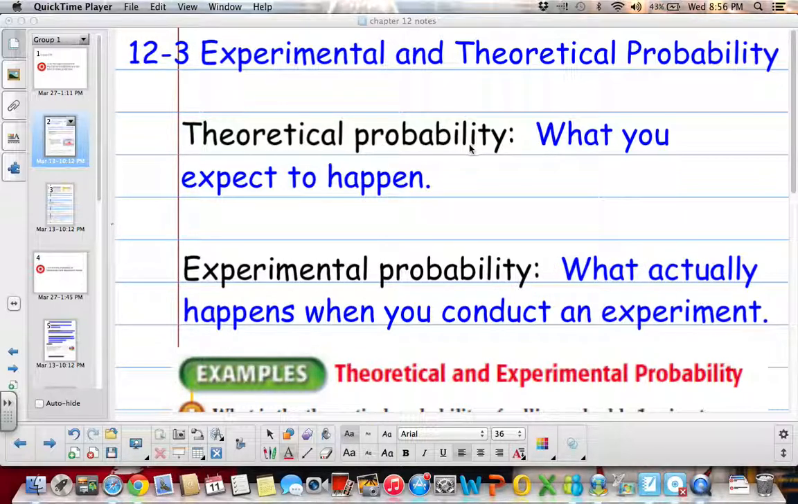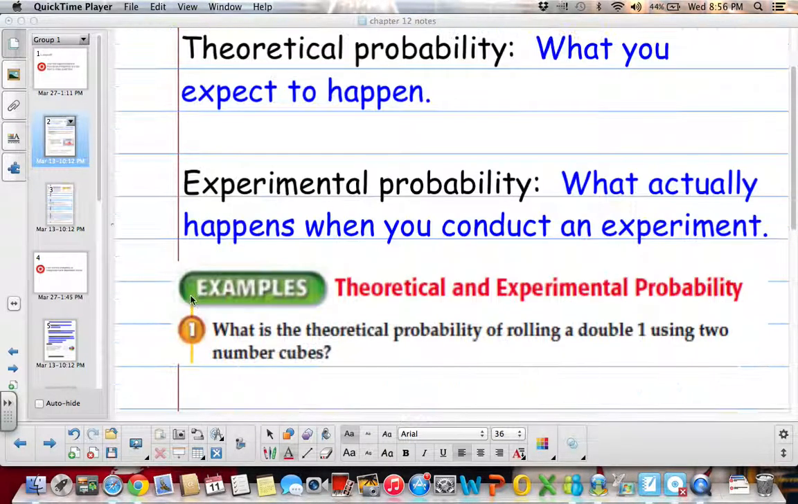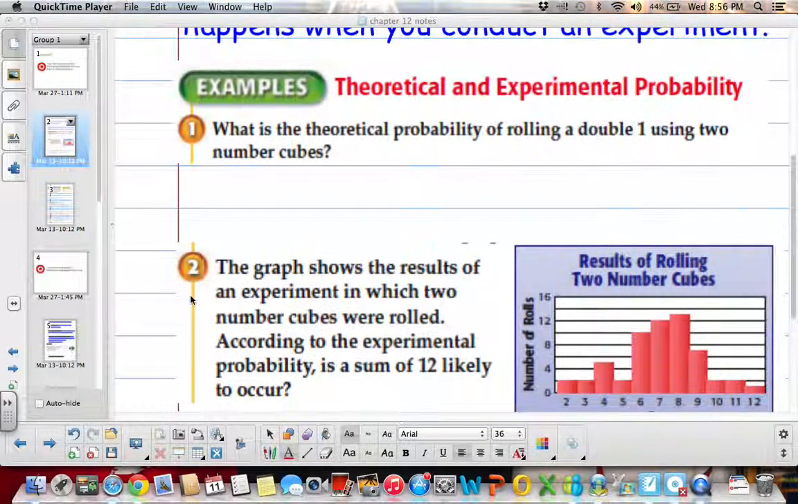So theoretical probability would be what are our odds of rolling a 1 if we have a dice that has numbers 1 through 6. Experimental probability then would be we would take all of the times we rolled the dice and count how many times we actually got a 1, and that would be our probability. So let's do some problems.